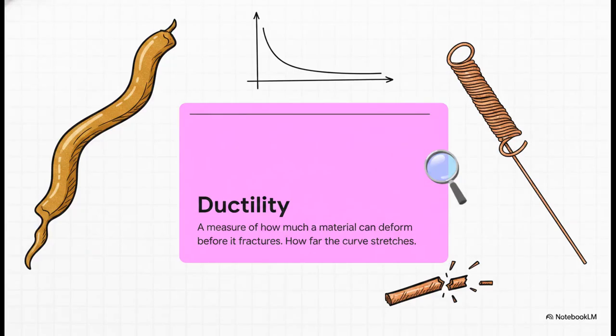And finally, just look at how far the curve stretches sideways before it finally breaks. That tells us all about its ductility. A really ductile material can stretch a ton before it snaps. Think of pulling taffy or stretching out a copper wire. A material that isn't ductile, well, it just can't do that.